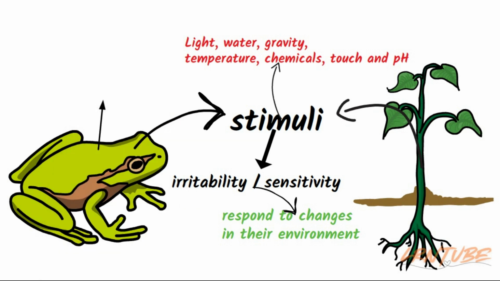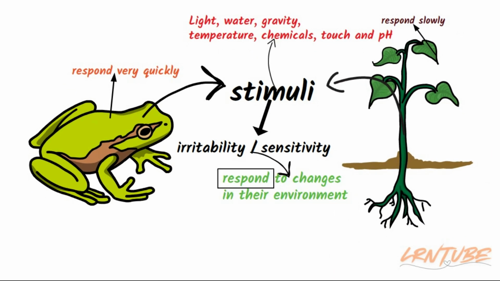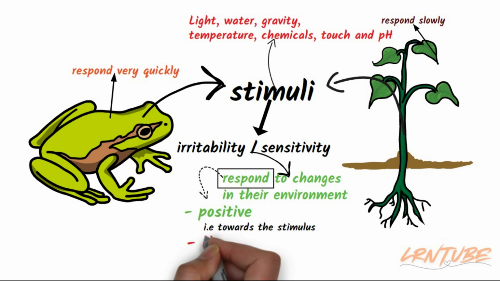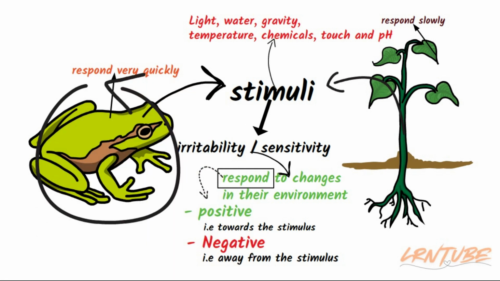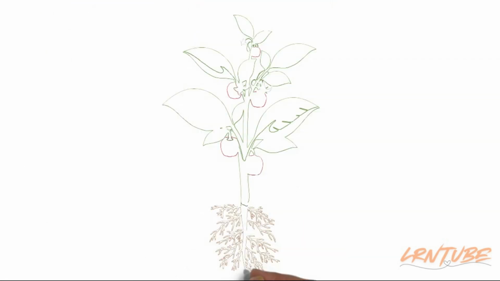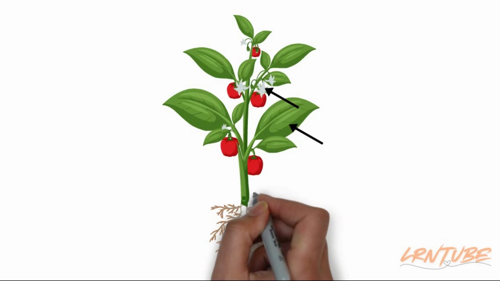Generally, animals respond very quickly to external stimuli while plants respond slowly. The response can either be positive, that is, towards the stimulus, or negative, away from the stimulus. Only certain organs in plants respond to stimuli, but in animals, often the whole organism can respond to a stimulus. Plant organs that respond to stimuli are flowers, leaves, roots, stem, and tendrils.